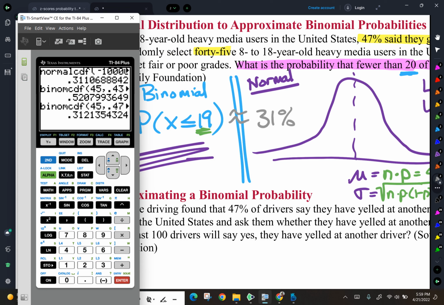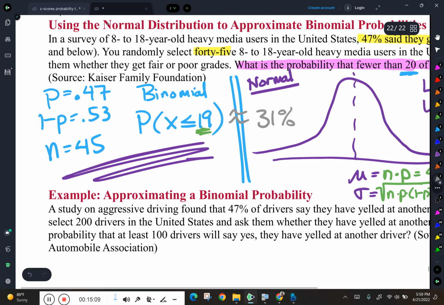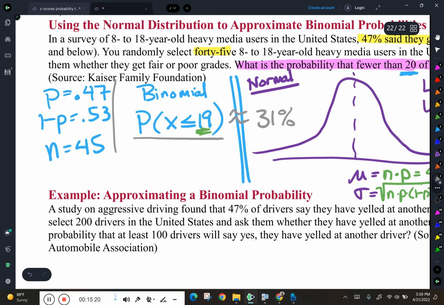We're off by 1,000th. Now, since I have the technology to do it directly, it seems kind of silly to approximate it. But if you think back to when we didn't have calculators, back in the day, okay, if you wanted to answer this problem, you'd have to do this.